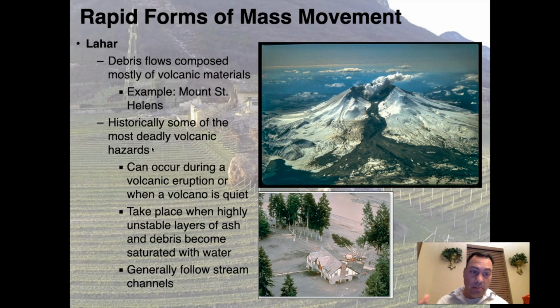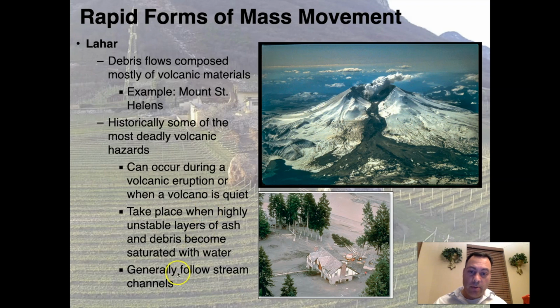So this is something that people need to take into consideration when they're thinking about buying a home or where they're going to raise a family: can you get out of the way in the event of a lahar? You don't need a volcanic eruption, like I said, to get one to kick off. So they're dangerous. They can occur during a volcanic eruption or even when the volcano is quiet. They take place when highly unstable layers of ash and debris become saturated with water. Effectively, it makes a slurry, almost like a concrete. It's extremely dangerous stuff if you ever get stuck in it.